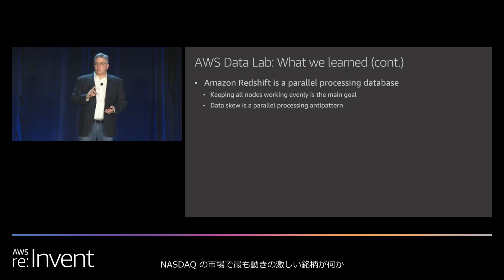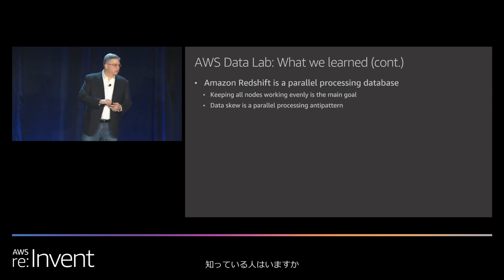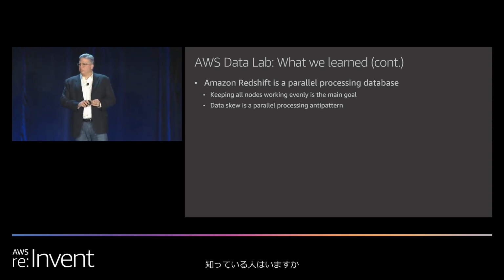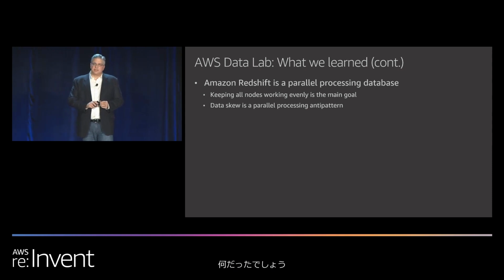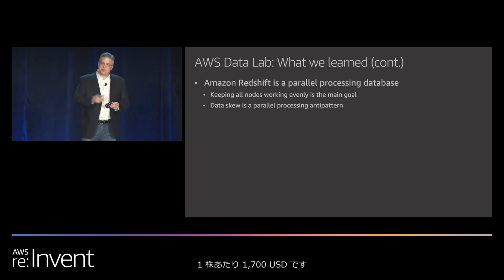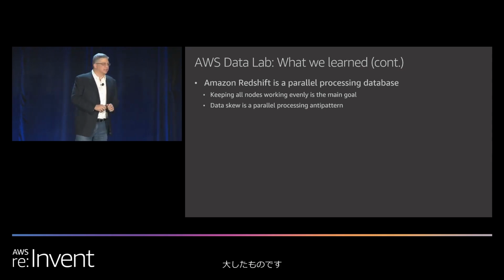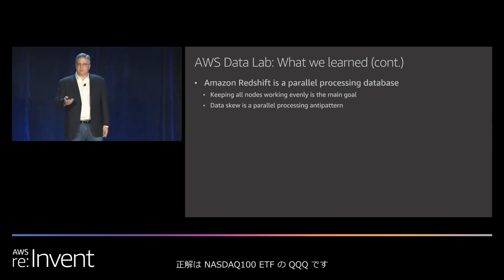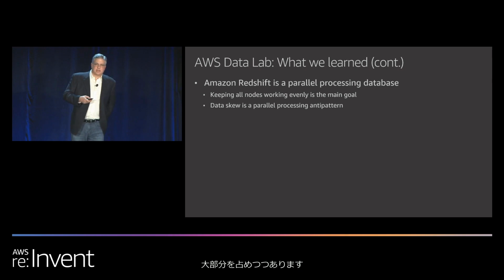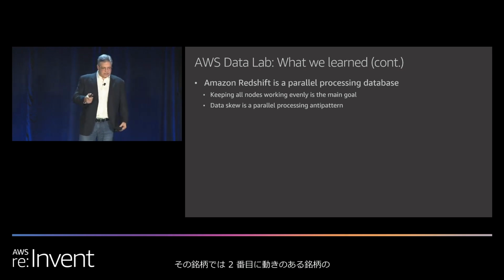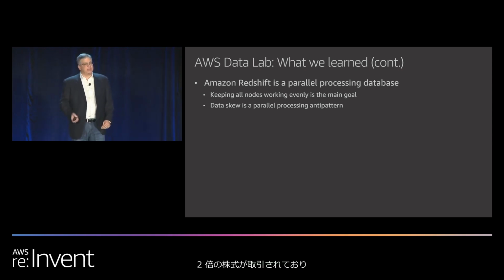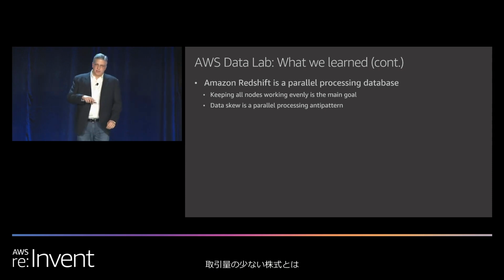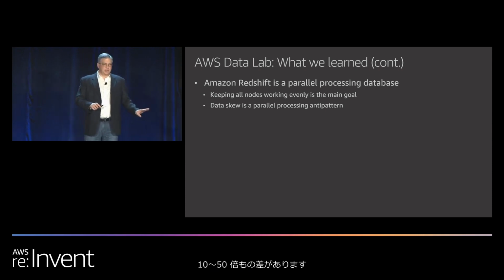Does anybody happen to know what the most active symbol is on the Nasdaq market? What was that? You know, it's $1,700 a share. It's kind of hard to be active at $1,700 a share. It's actually the QQQ, which is the Nasdaq 100 ETF. That's the one that's getting the most of the volume. That symbol trades twice as many shares as the second busiest symbol, and like 10 or 50 times the shares of the lower volume symbols.